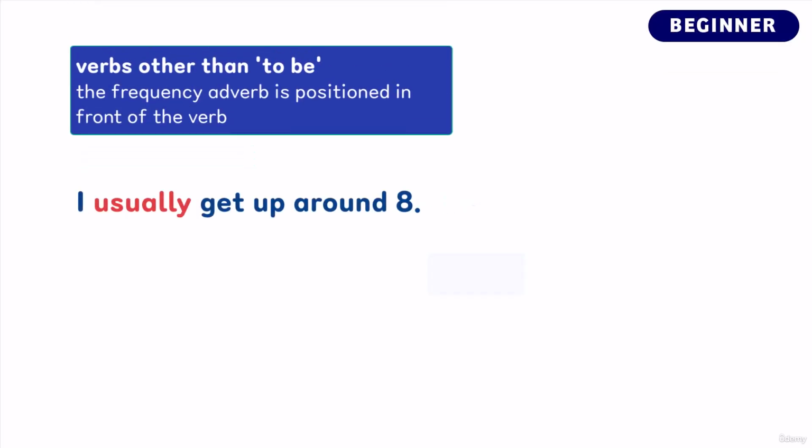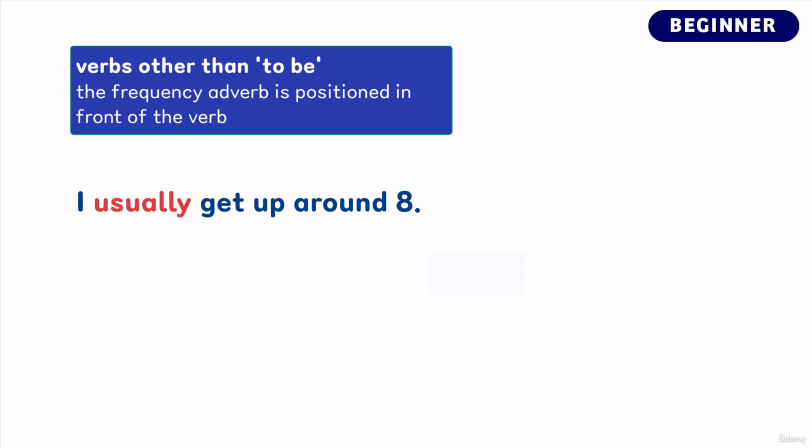Now, the position of the verb and the frequency adverbs change when the verb is not to be. So with all other verbs, the frequency adverb is positioned in front of the verb. Here's the sentence from the dialogue. I usually get up around 8.